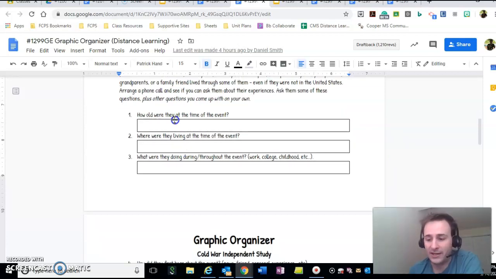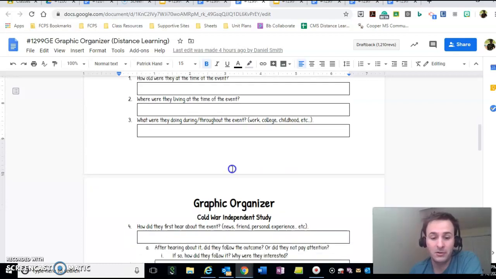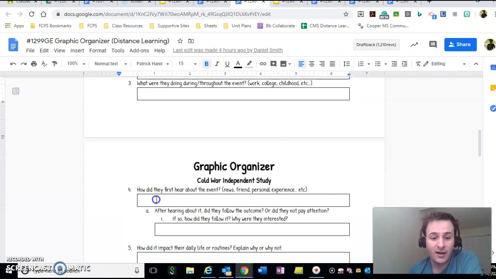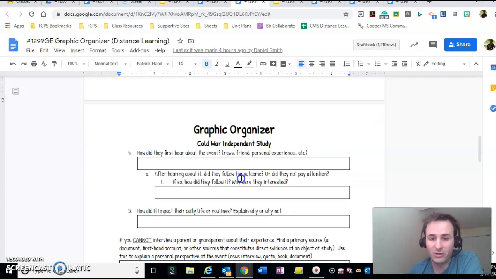How old were they at the time of the event? Optional question: where were they living at the time of the event? What were they doing during the event? Work, college, just growing up, being a child? How did they first hear about the event? Was it news? Was it a personal experience? Did they follow the outcome or did they not pay attention? How did they follow it? Why were they interested? How did it impact their daily life or routines?